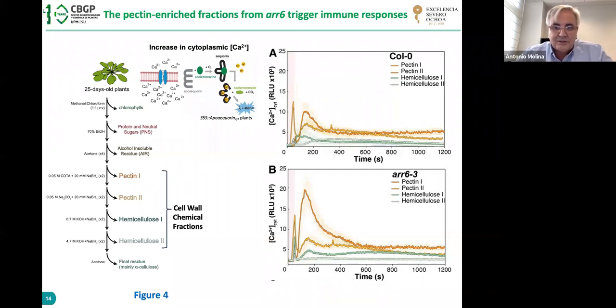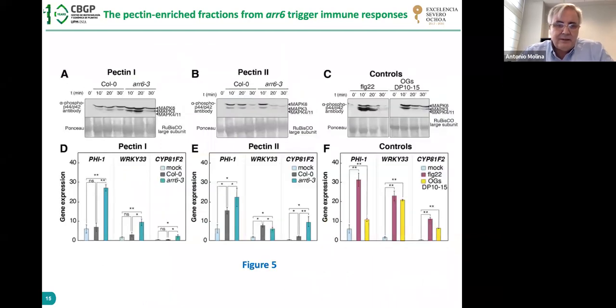And to further demonstrate that this fraction is able to activate the immune response, what we did was check the phosphorylation of MAP kinase in this kinase assay, using the fraction from the pectin of the cell wall from Columbia at different time points, 10, 20, and 30 minutes after treatment with this fraction, and from the corresponding fraction, pectin 1, that strongly activated the calcium burst. From the mutant, as you can see here, the phosphorylation was enhanced after treatment with the mutant fraction compared to the wild type line, whereas in the case of pectin 2, we don't see much difference.